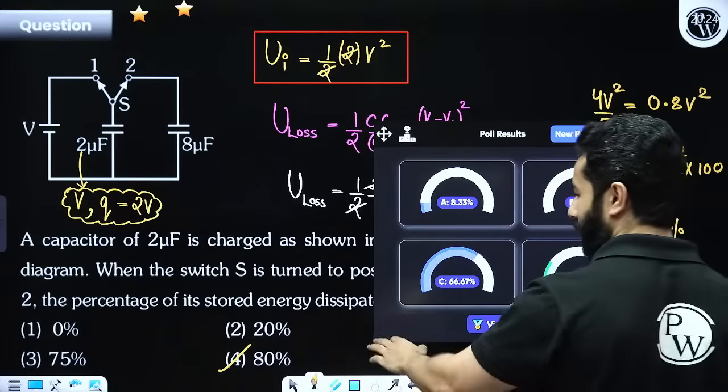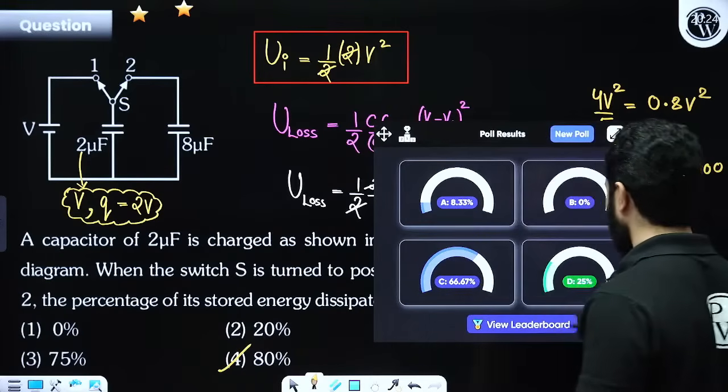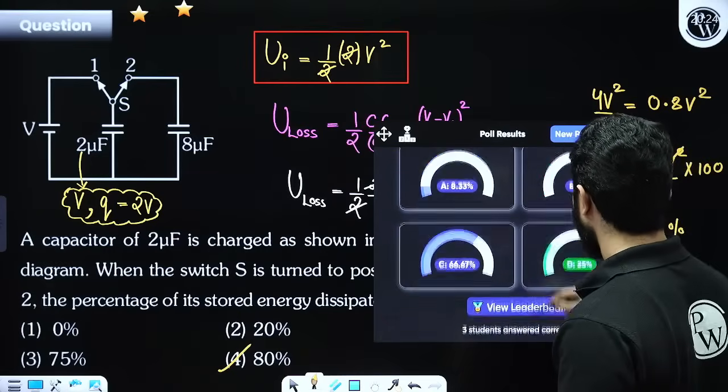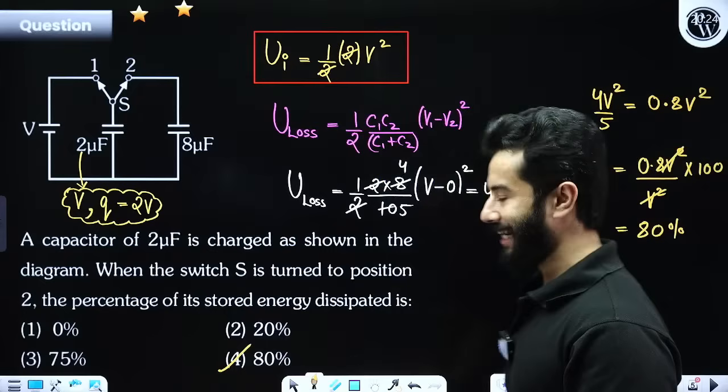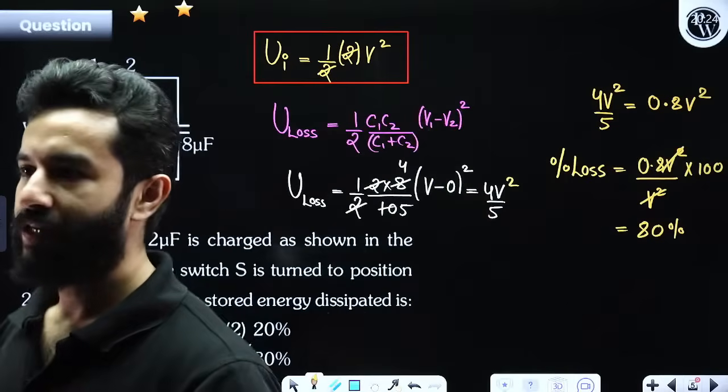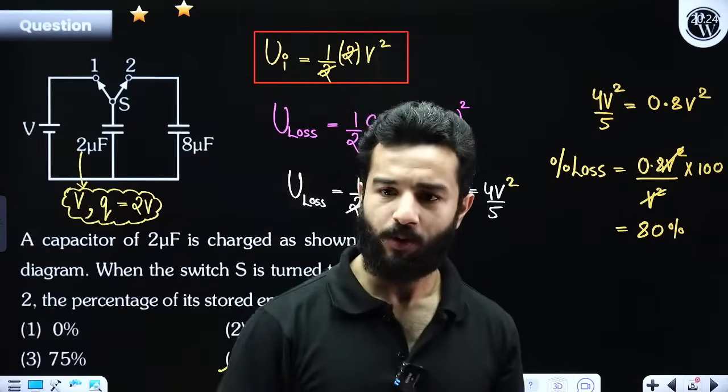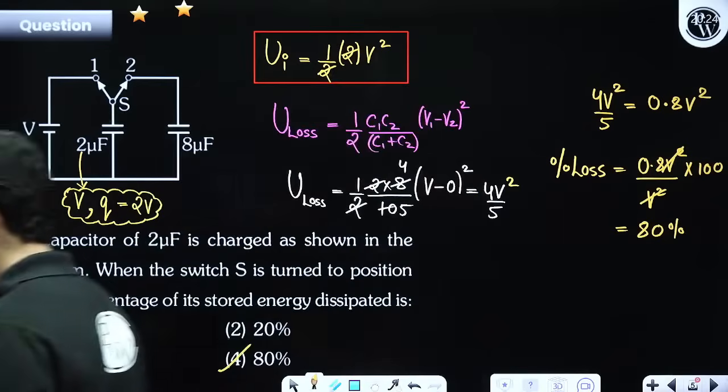Most of you have thought it is 75%. It is wrong, my dear friends. Only 3 students have got it correct. 80% is the right answer. Clear? Is there any problem in the pi lens? Shall I ask someone?